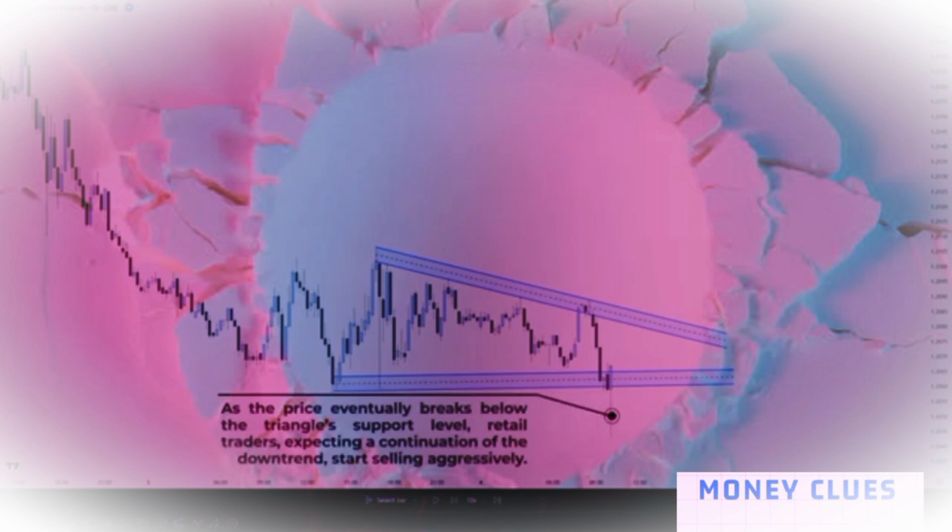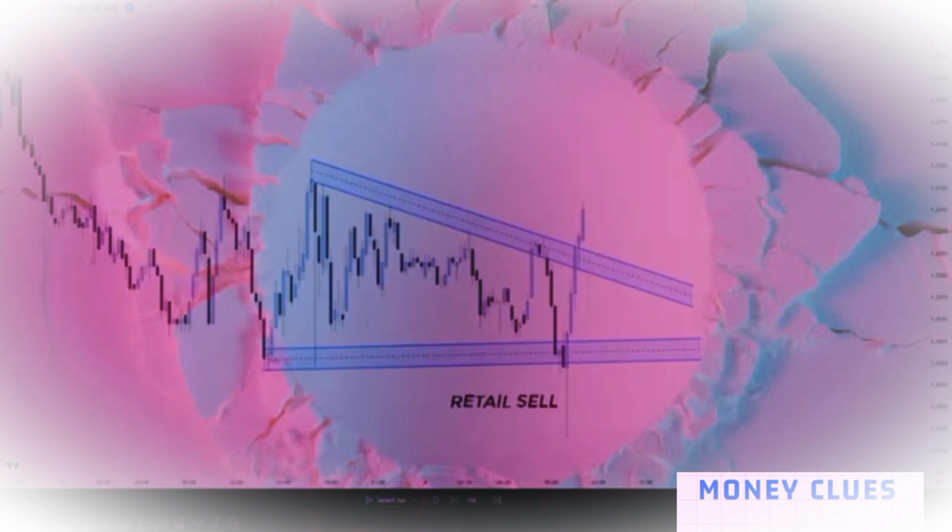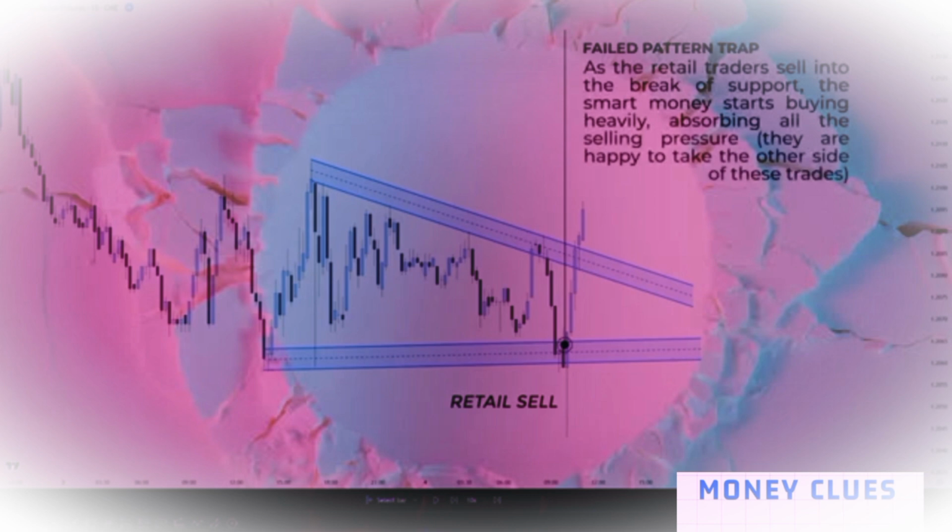Retail traders expect the decline to continue and start selling aggressively when the price falls below the triangle support level. When the price finally breaks below the triangle support level, retail traders start selling quickly because they think the decline will continue. They want to hedge against the anticipated decline because they think the pattern has justified a bearish outcome. However, this is exactly what astute investors have been waiting for.